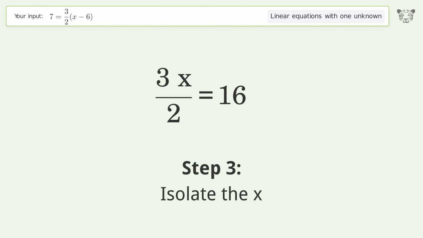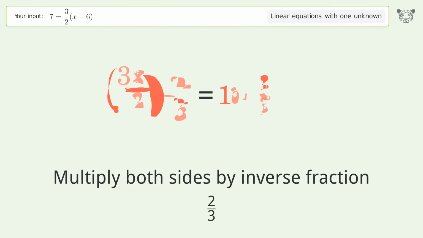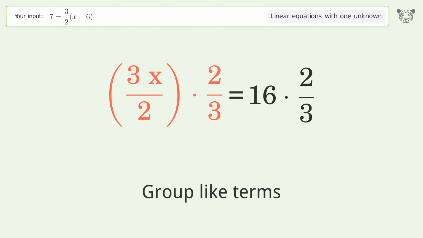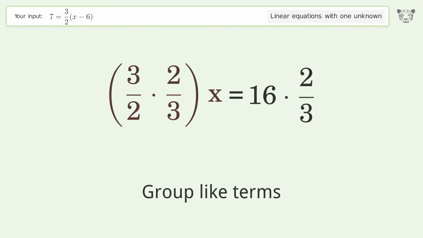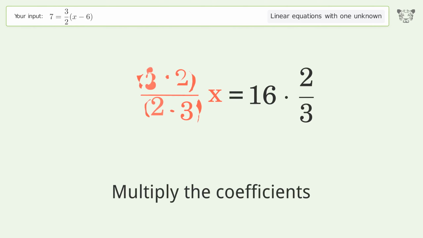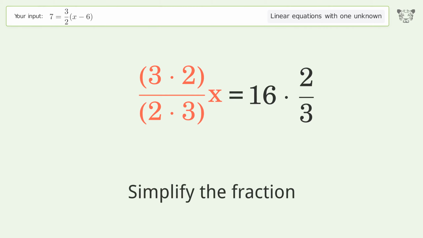Isolate the x. Multiply both sides by inverse fraction 2/3. Group like terms. Multiply the coefficients. Simplify the fraction.